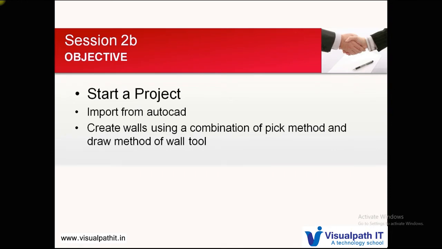All these previous sessions, you have seen the user interface, learned everything. But the starting of a project, and you have some files in AutoCAD, like the grid files and the plan. So that also we will see. So you also need to know some basics of walls using the pick method and the draw method. This is for the practice, so that we can learn Revit structure very easily.